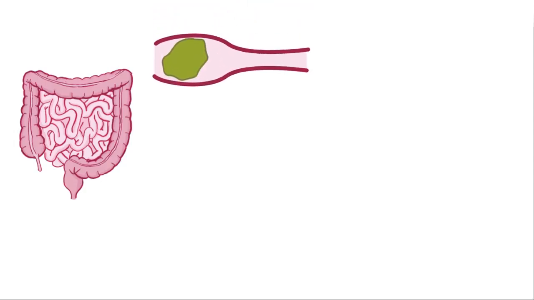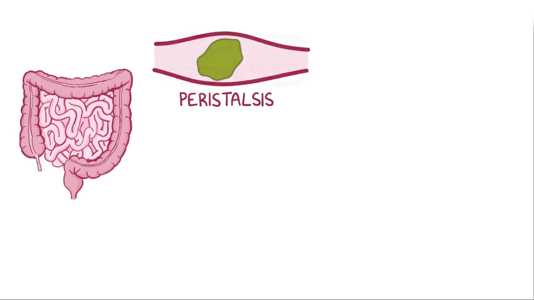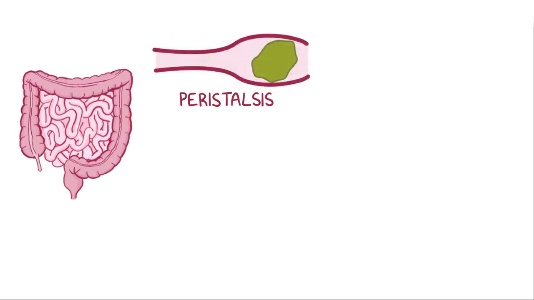Now, the small and large intestines are where most of the absorption happens in the gastrointestinal tract. Both regions contain smooth muscles which perform what's called peristalsis, which is a series of coordinated wave-like muscle contractions that help squeeze the chyme, or the food bolus, after it leaves the stomach in one direction.